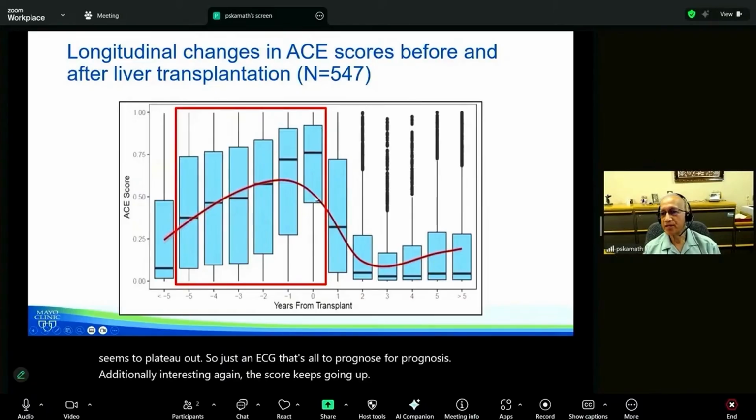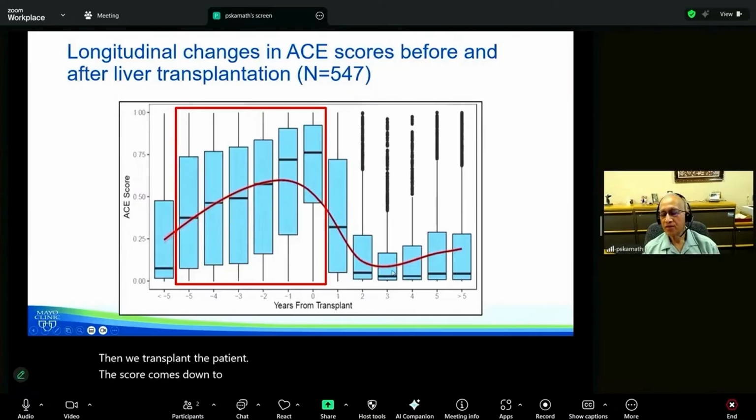Then we transplant the patient. The score comes down to normal. A few years after transplant, it starts going up again. Whether it is recurrent disease or something else, we don't know. It starts going up.